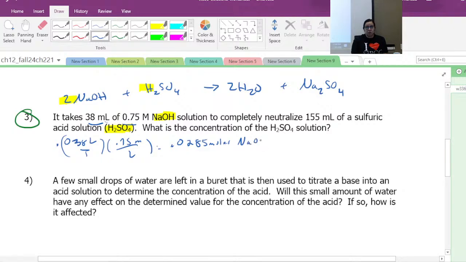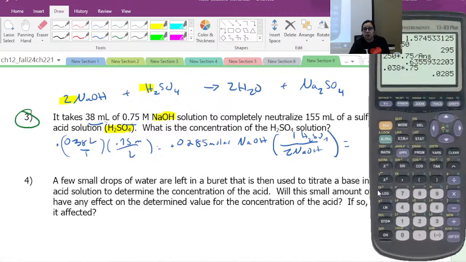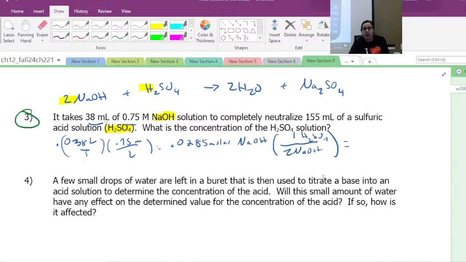And so where do we go from this point? So mole to mole ratio, it's a 2 to 1 sodium hydroxide to sulfuric, so we need to divide. So 2 sodium hydroxide, 1 sulfuric. So divide by 2. So then that gives us moles of sulfuric acid.